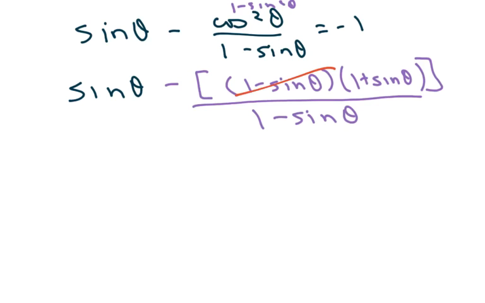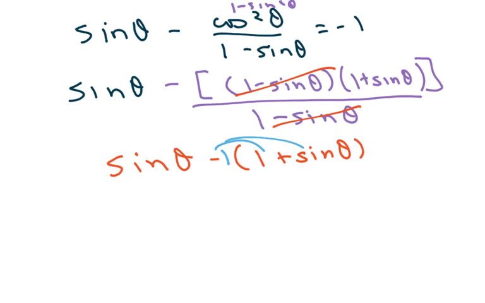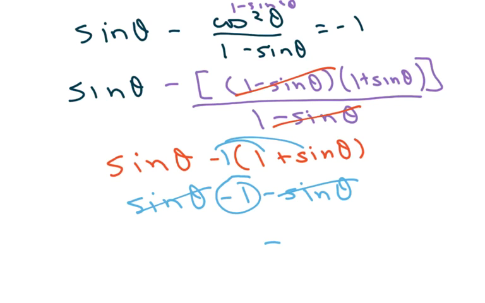And these two cross out, and we get sine of theta minus 1 plus sine of theta. Now distribute the negative or multiply everything by negative 1. You get sine of theta minus 1 minus sine of theta. These two cancel, so you have negative 1. And we established the identity.